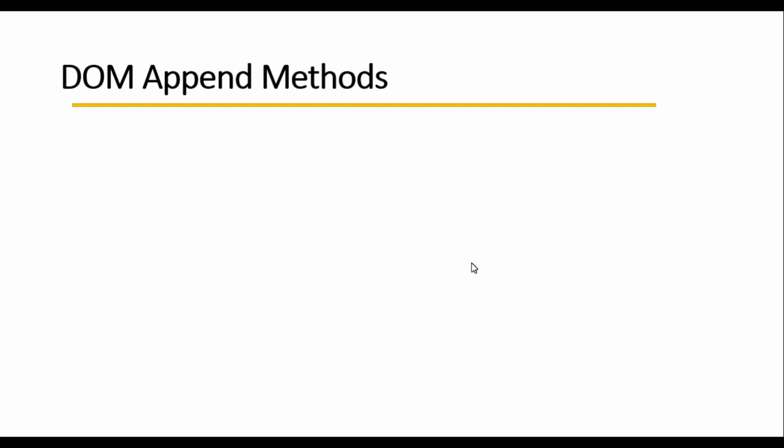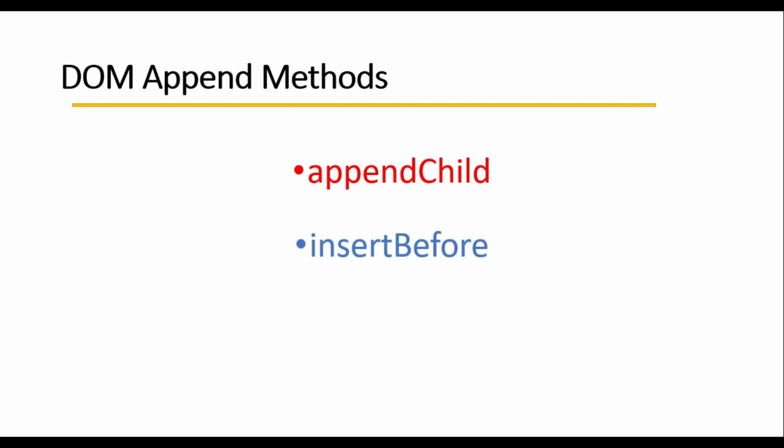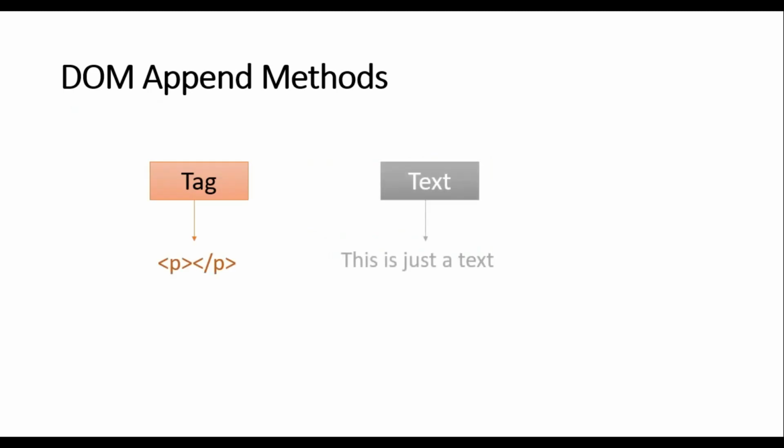Basically in JavaScript there are two append methods, which are appendChild and insertBefore. In the previous video we learned how to create an element and how to create a text, but they are created differently. It means that first we create an element, then we can create the text. We can create a text inside the paragraph or inside an element, but there is another way that we can append them by using the appendChild method.